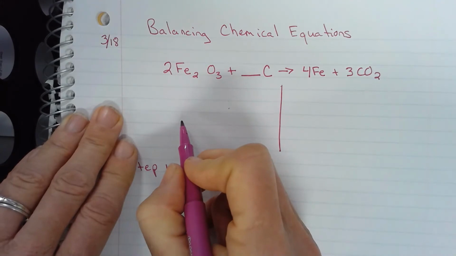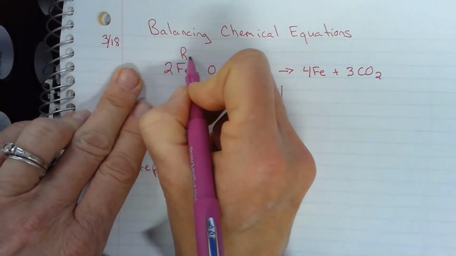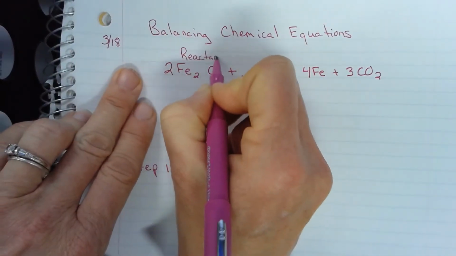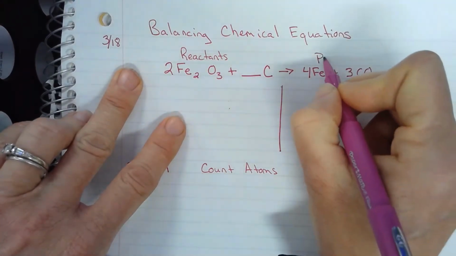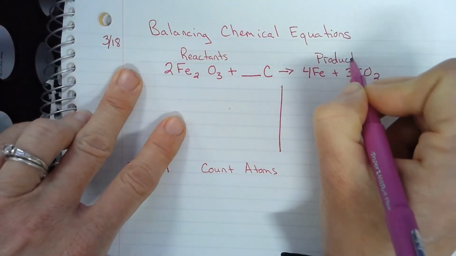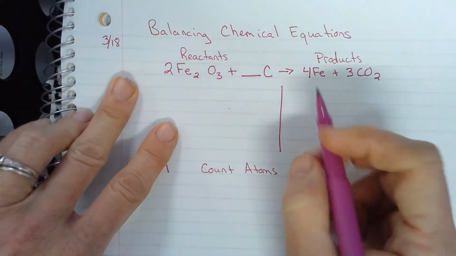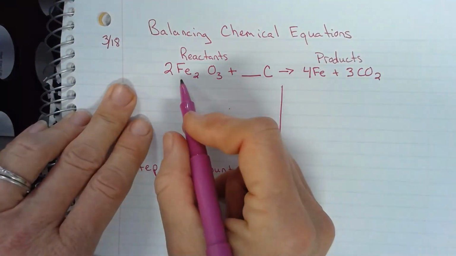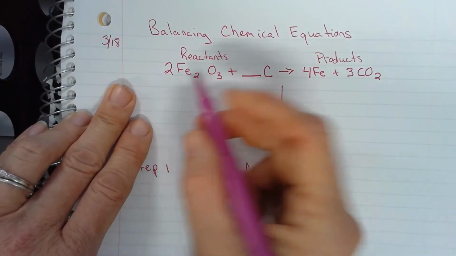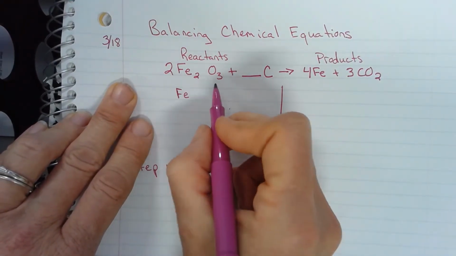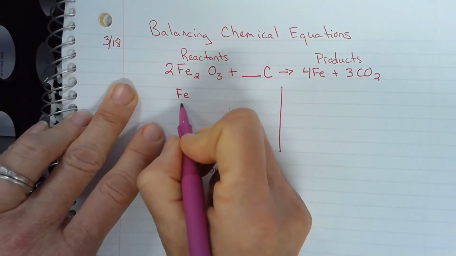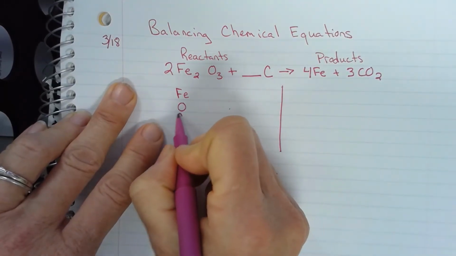So on this side, I'm going to label that these are my reactants. My reactants react and they form something new. These are my products. So you're going to make sure you know those. So I'm going to count my atoms. So first I'm going to identify what I have. So I've got Fe, which is iron. I have an oxygen. And I have carbon.